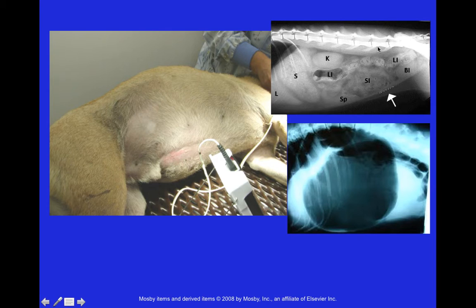This is a normal, this is a cat, but it's replicated for the dog as well. This is a normal abdominal x-ray. This here is the stomach, and this stomach is in fact full of food. Normally the stomach is a very flat little pouch that sits pretty much in line with these ribs. This is the liver, kidney, and they have two kidneys, large intestine, bladder, small intestine, spleen. This one is a perfect example of a gastric dilatation volvulus.